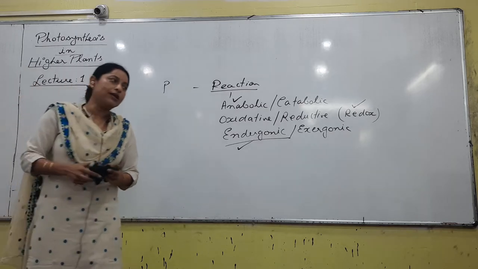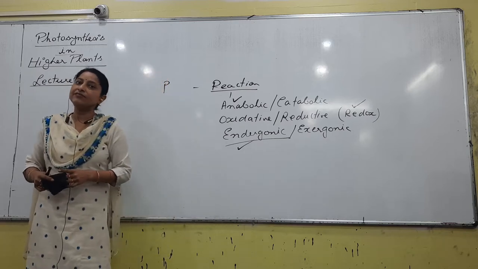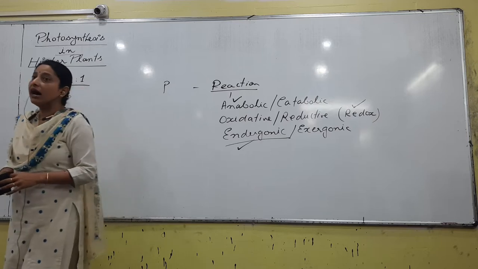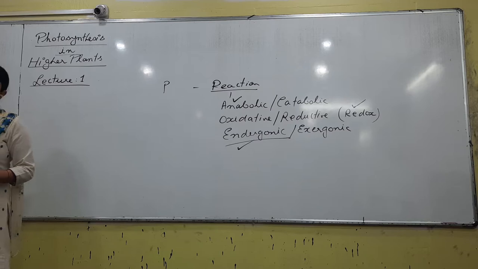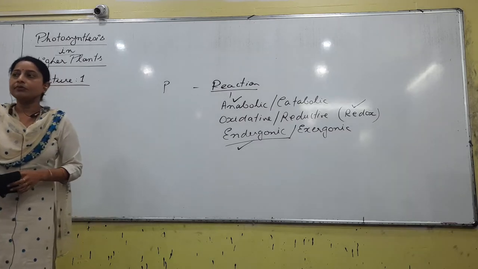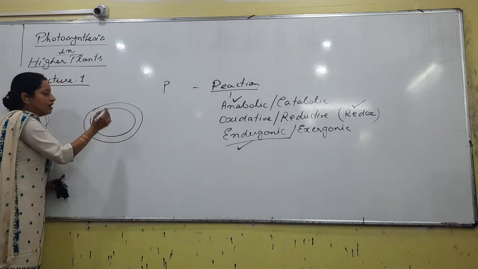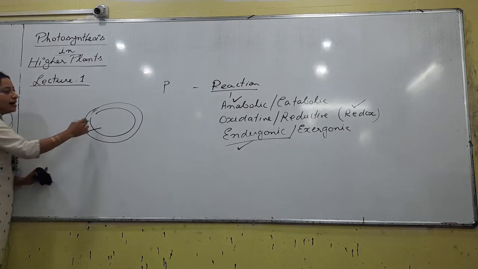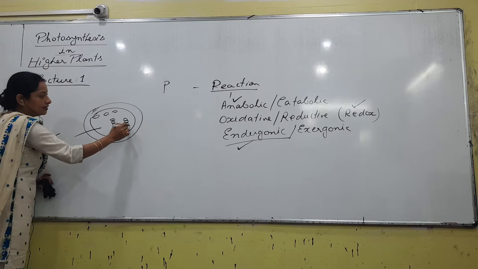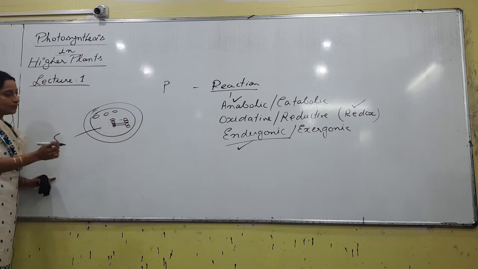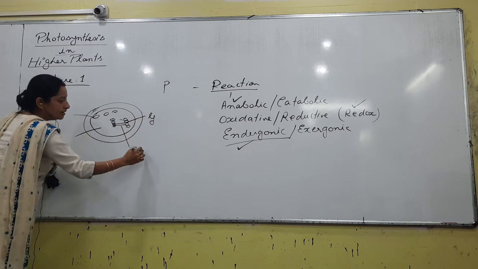Clear? Okay, next. If you are talking about pigments present in the thylakoid, I think we have discussed this point also. How are the pigments arranged in the thylakoid? Do they remain single or do they remain in a group? This is the chloroplast, we know that this is a double membrane structure. Remember we have talked about stroma, thylakoid, grana, stroma lamellae, etc., right? So this is the thylakoid, this is the grana, this is the stroma lamellae, right?